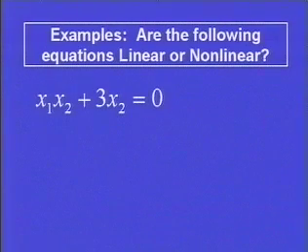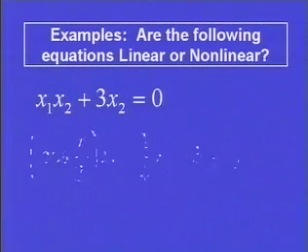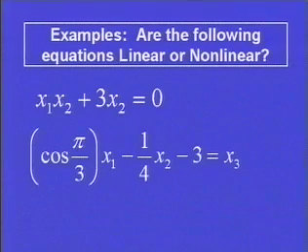Here we have x1 times x2 plus 3x2 is equal to 0. x1 times x2 is a product of variables, so this is not a linear equation. The next one, we have cosine of pi over 3 times x1. You notice the cosine of pi over 3 is in parentheses. That is a number. Again, maybe you remember no trig whatsoever, but it is a number. So we have a number times x1. That's fine. We then have minus 1/4 x2 minus 3 is equal to x3. All of that's fine. That is a linear equation.